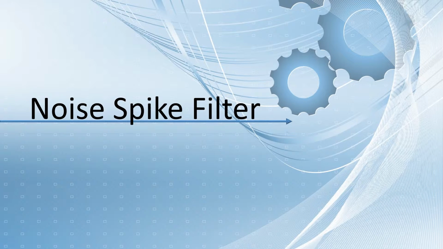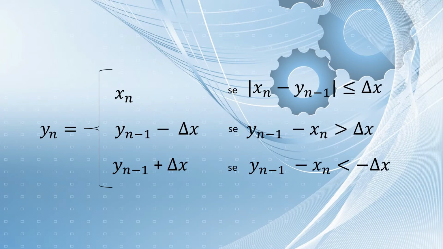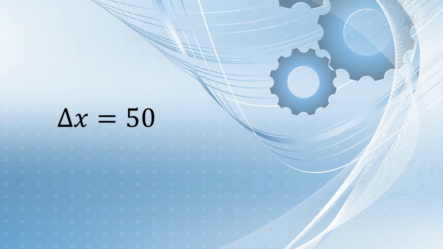If a noise measurement changes suddenly by a large amount and then returns to the original value at the next sampling instant, a noise spike is said to occur. To avoid that, the noise spike filter is used. Noise spike filters are used to limit how much the filtered output is permitted to change from one sampling instant to the next. If delta X denotes the maximum allowable change, the noise spike filter can be written as the equation shown. If a large change in the measurement occurs, the filter replaces the measurement by the previous filter output plus or minus the maximum allowable change. In this case, the delta X is 50.